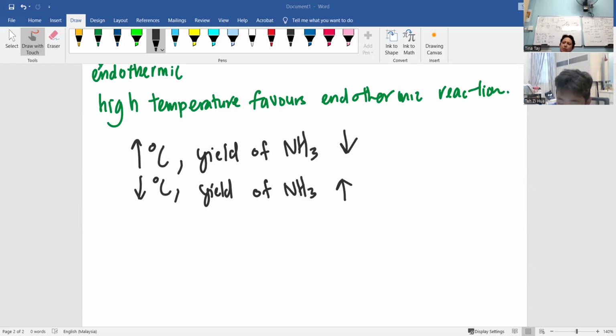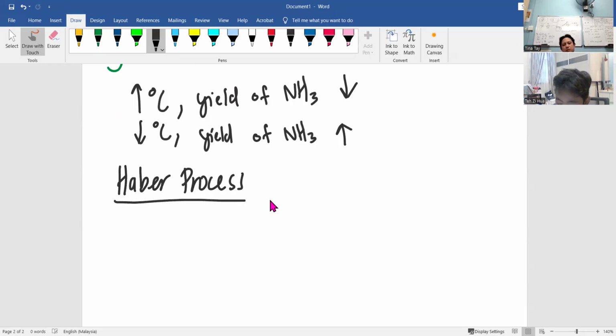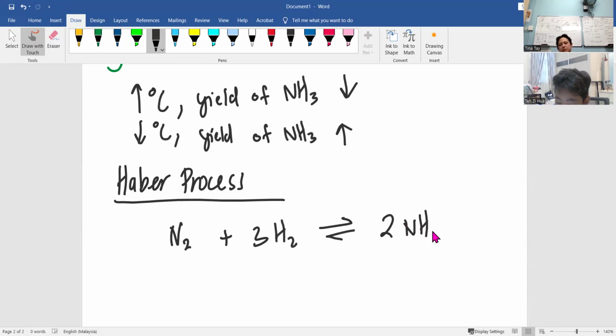Now I'm trying to make more ammonia. Here's the problem. I want to make more ammonia. This process is called the Haber process. Haber process is the process that we do in the industry to make ammonia. We want lots and lots of ammonia.